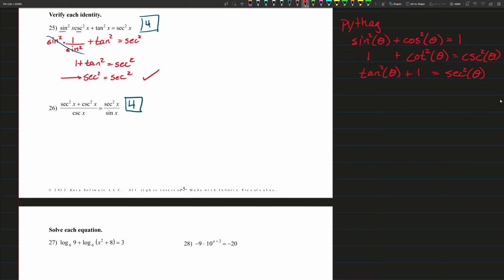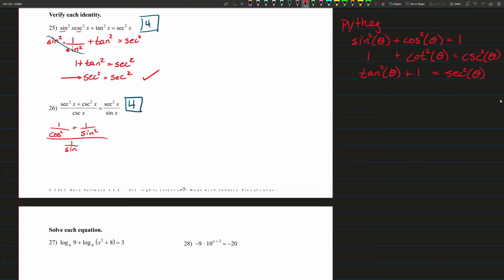All right, so number 26, I'm going to write this as 1 over cosine squared plus 1 over sine squared over, I'm going to write this as 1 over sine. I might not need to. So that's all the left-hand side.